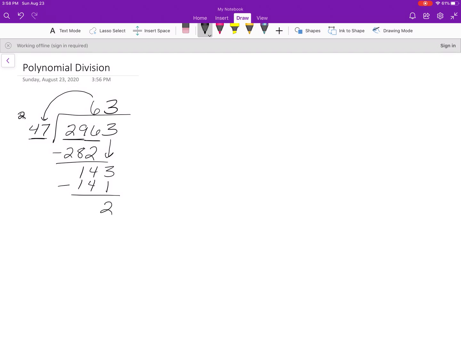Now there's no more digits to bring down, and if I don't want a decimal portion in this answer, this quotient, then I just use 2 as my remainder, and it's technically 2/47. So the quotient is 63 and 2/47. We use that exact same process when we divide a polynomial by another polynomial.